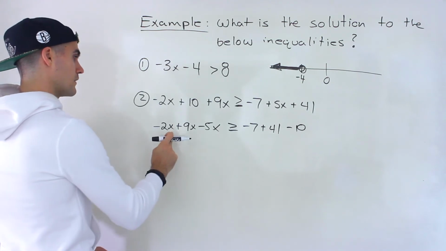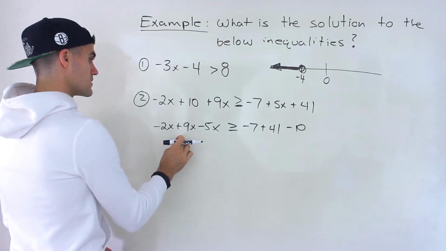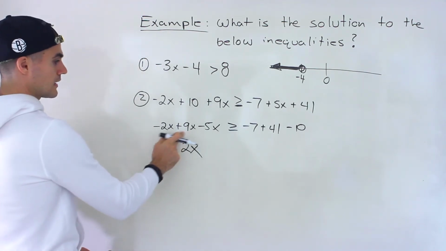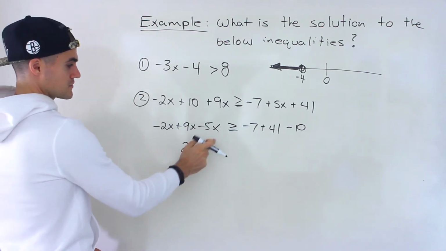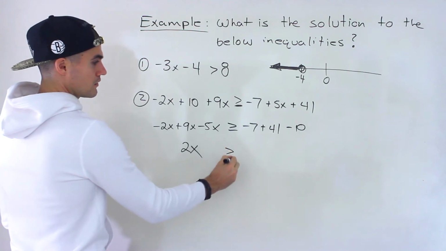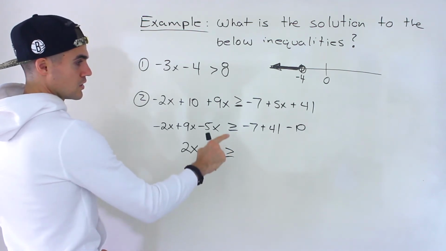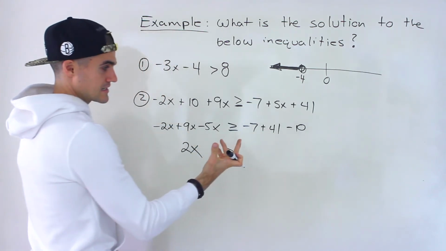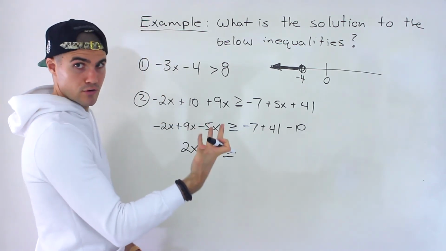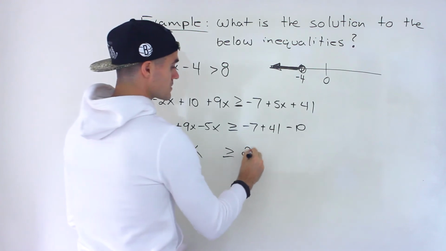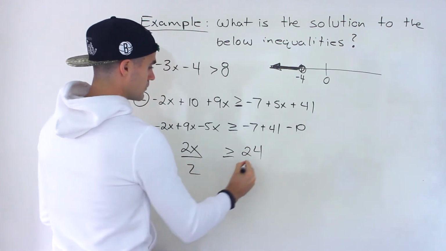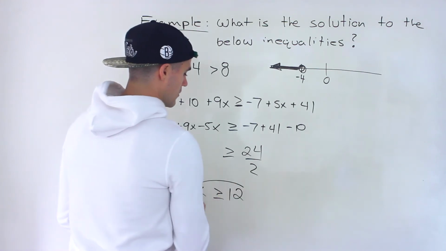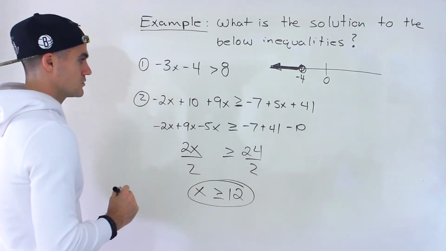Okay, so what would end up happening here is we would end up having 2x, right? 9x minus 2x is 7x minus 5x is 2x, greater than or equal to, over here, we would end up having 41 minus 7 would give us 34, minus 10 would give us 24. Divide both sides by 2, x is greater than or equal to positive 12. That's what the solution is.